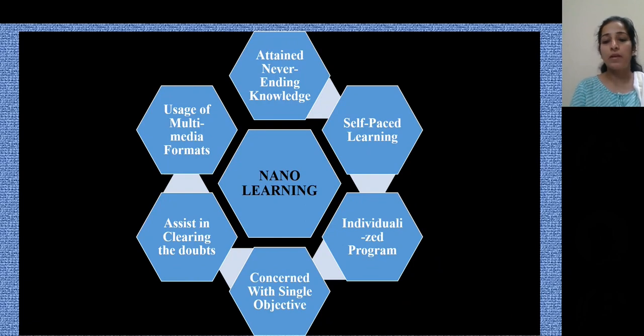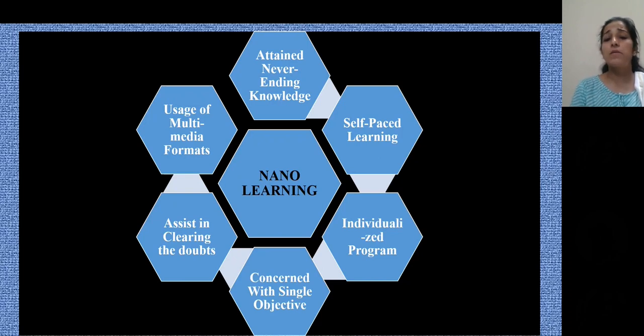The time limit for the nano learning capsule is 1 to 15 minutes, but the ideal time is 5 minutes. In case of the objective also, you can take one objective, but that can be extended to 3 objectives also. But the ideal way is to have one objective at a time so that you can make a shorter nano learning capsule in order to give the information to the learner.